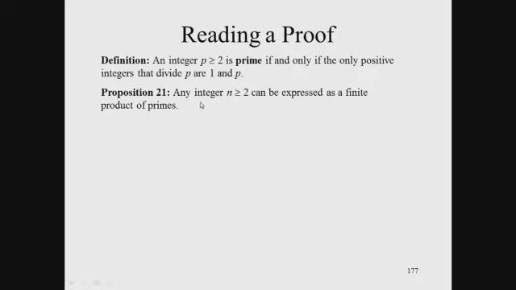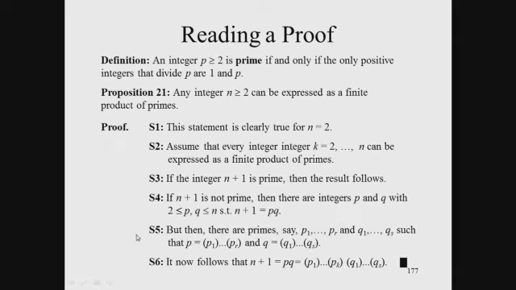So again, you should recognize the key words in the backward process. You have to show that for every integer n bigger than or equal to 2, n can be expressed as a finite product of primes. Here is a written proof that I'd like you to take a few minutes to read and see if you can figure out what the author is doing.